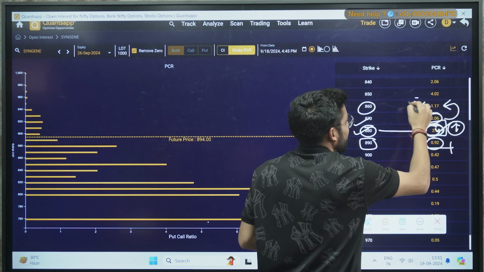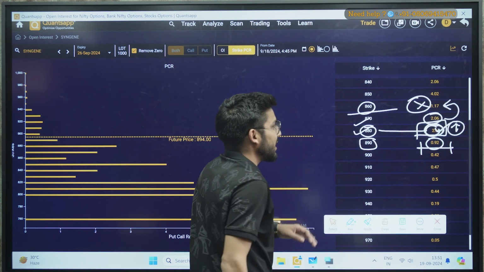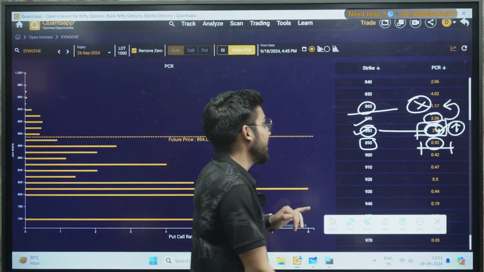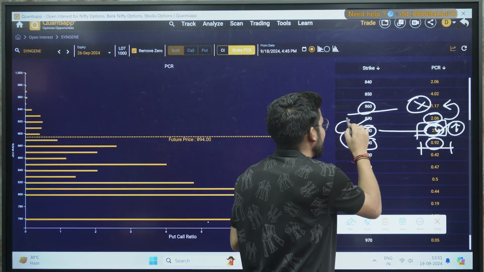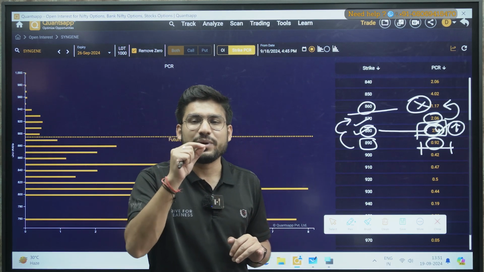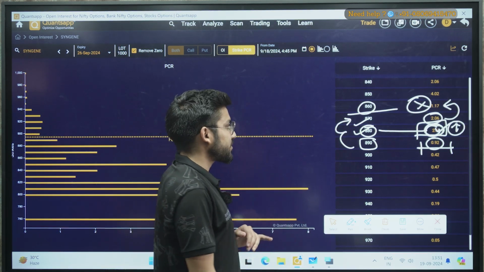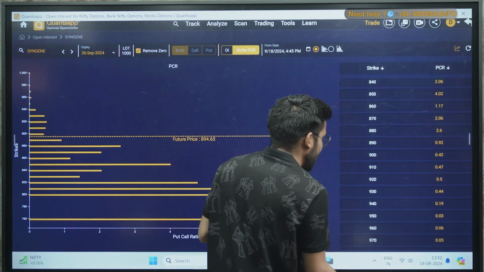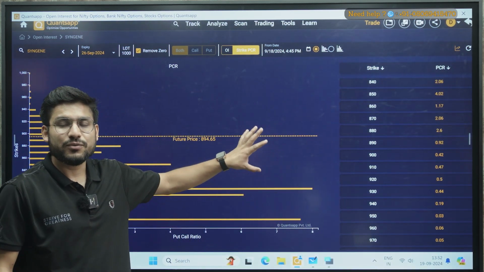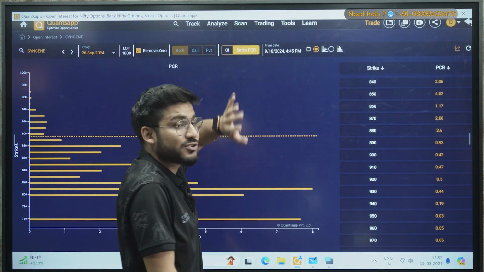Okay, so this is not the moment for me. I'll not wait for the 860, but at any point of time, if it went to 880 or 870, then that is a good time for me to make my entry, right? Okay, so this was about how you can take the entry with the help of this strike PCR.